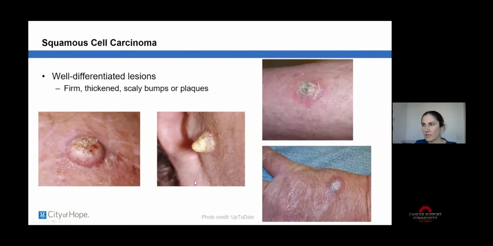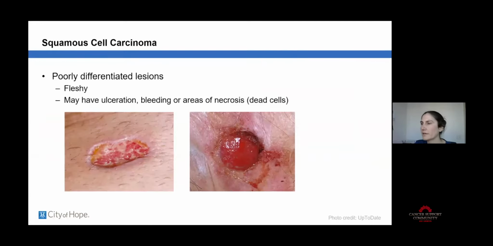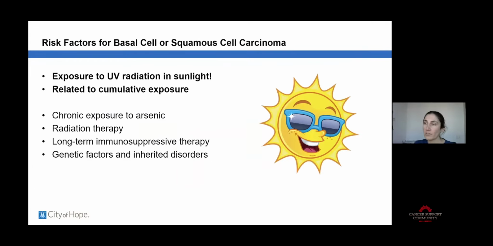The well differentiated lesions tend to have a scaly bump sort of appearance, or a plaque, which is a little bit larger raised area. And then the poorly differentiated lesions tend to have more of an ulcerated or fleshy appearance to them. For both the basal cells and the squamous cells, the biggest risk factor is exposure to sun, to UV radiation. It's related to cumulative or additive exposure over your lifetime.